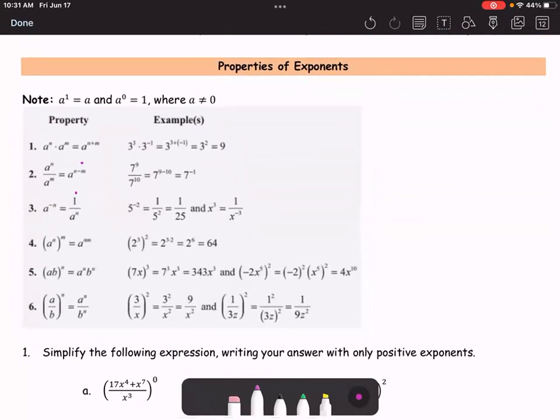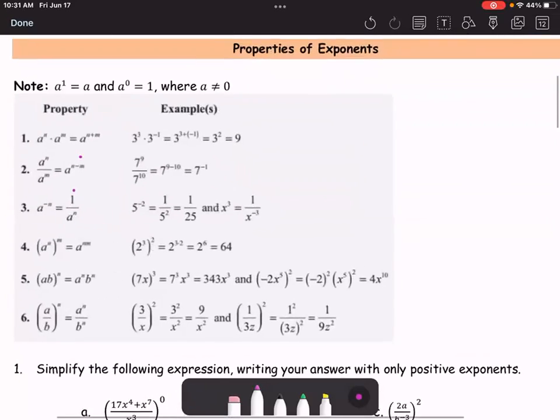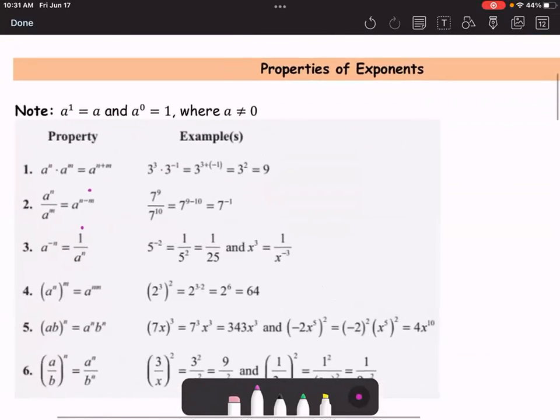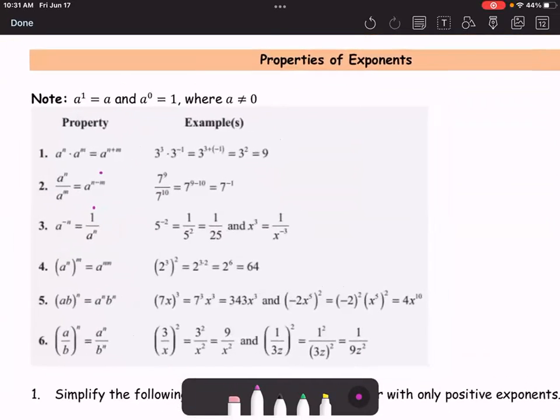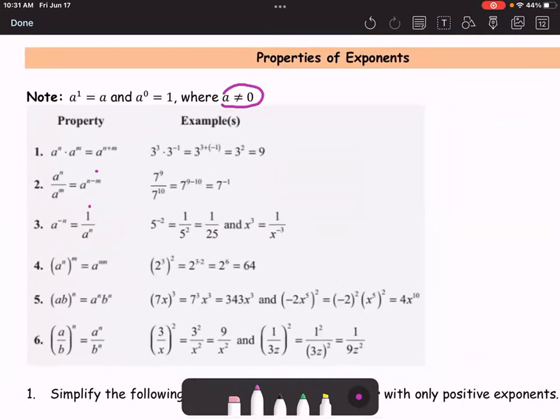For the properties of exponents, as A not equal to 0, A to the first power is A, or the same as itself. That means only one factor of A. A to the 0 is always 1.